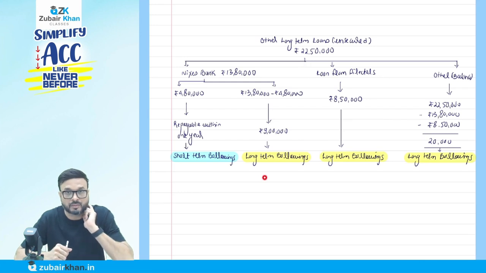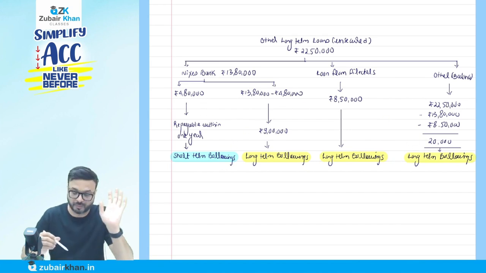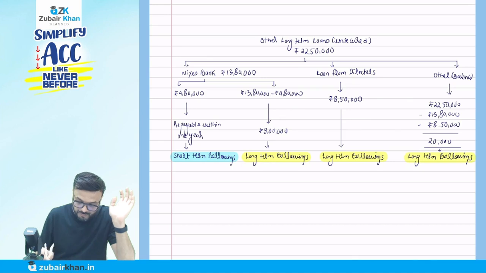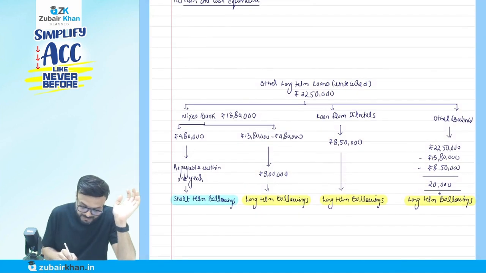The long-term borrowing from Nexus Bank is 9 lakh, long-term borrowing from the directors is 8,50,000, and other long-term borrowing is coming 20,000. This is how we're going to show that in long-term borrowing. But this 4 lakh is a part of short-term borrowing, so this is just for reference. Obviously, you don't have to write it down in the examination.